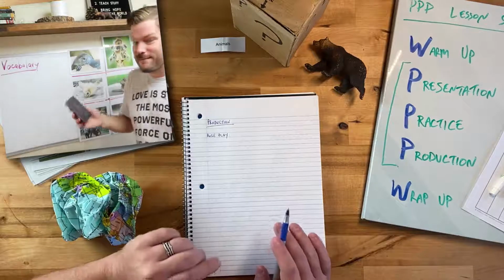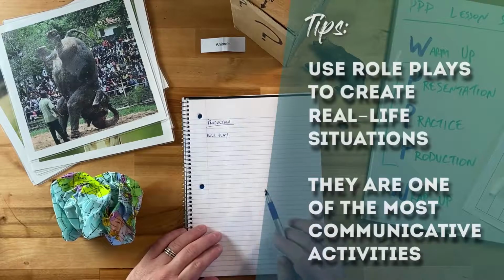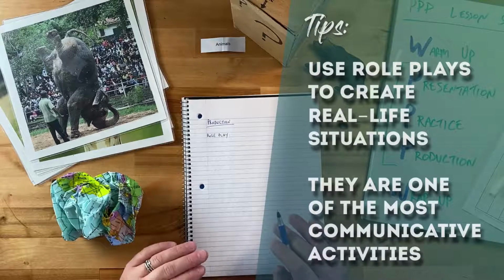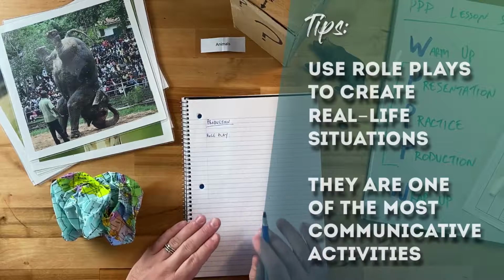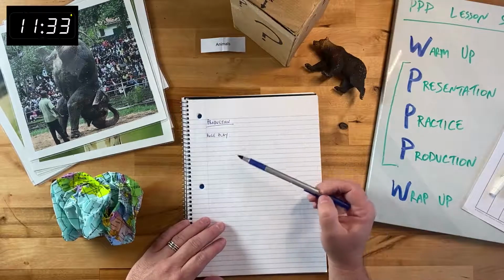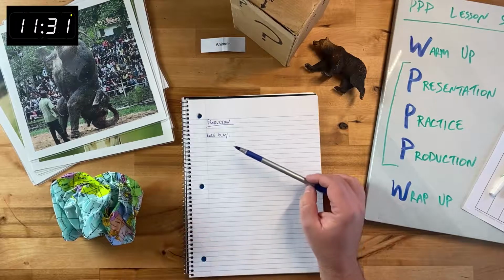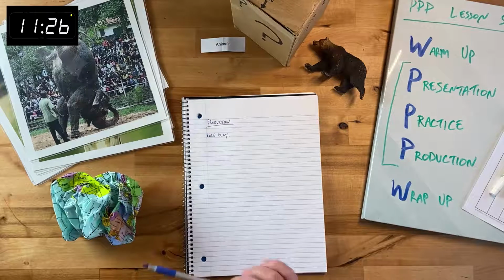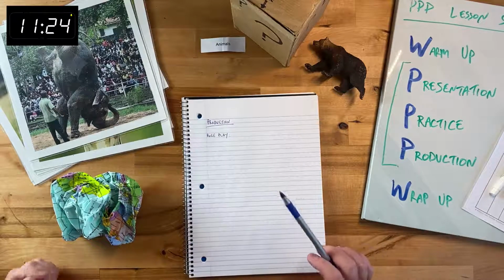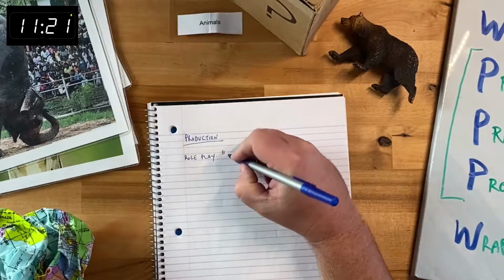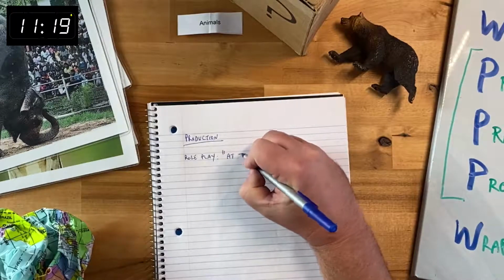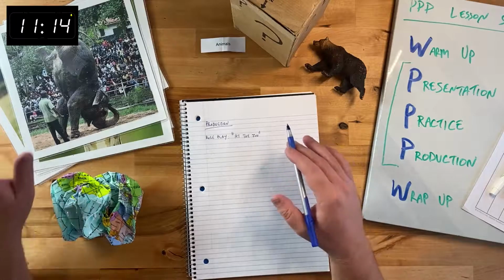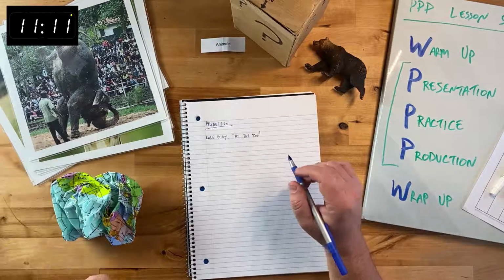But I love role plays because they do a great job of creating a real life situation for my students, and they're one of the most communicative activities because of that. So what is a real life scenario where my students could use this kind of animal language that they've been practicing, but in a real life situation? For this lesson, the situation that I think I'll use is at the zoo. So I want to find a way to create an imaginary zoo in my classroom.